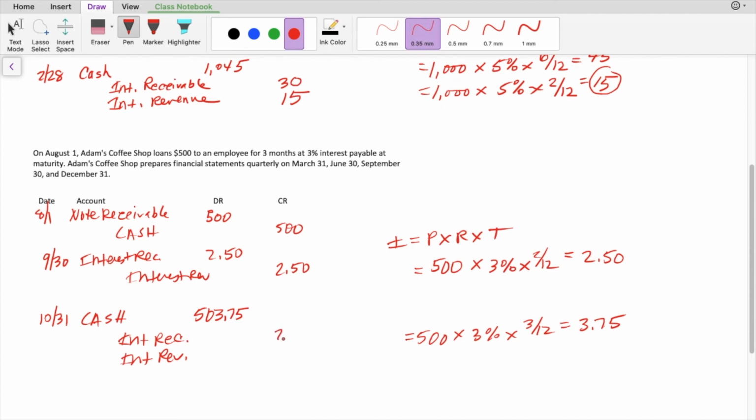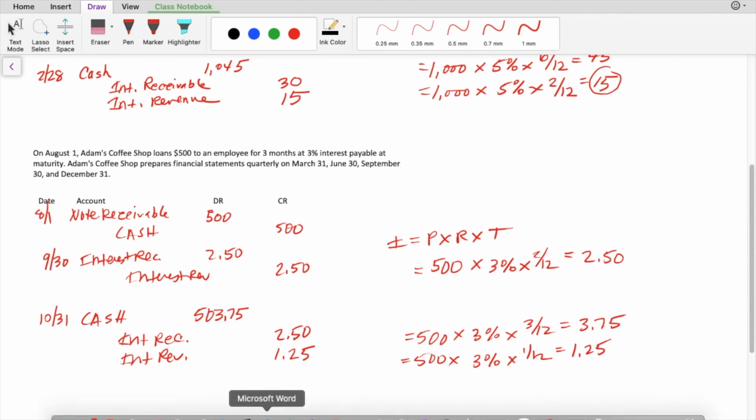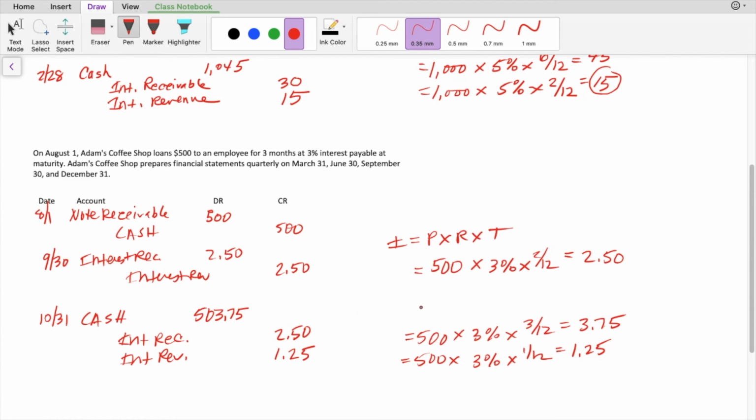My interest receivable has $2.50 in it. And my 1 month of interest, 500 times 3% times 1 out of 12, is $1.25. Therefore, I would record revenue for that 1 month of October, $1.25. So when we do note receivable transactions, we have to know how to calculate interest, to record our interest accruals when they come about, and to record the payments when they come back to us.